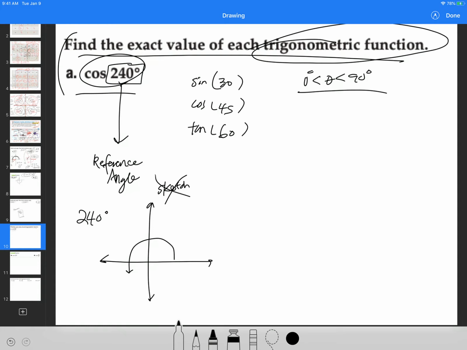All children are born artists. For this case, you're just going to have to find the reference angle as quickly as possible. If you're one of those visual persons like me, then you might want to draw something like this.